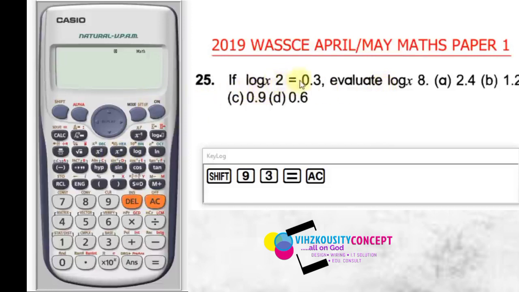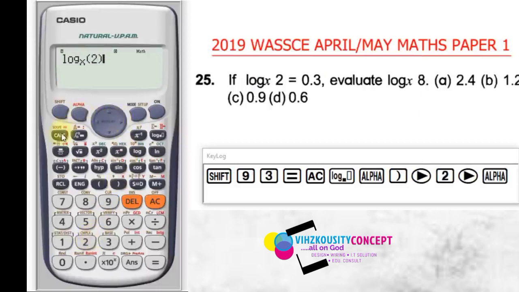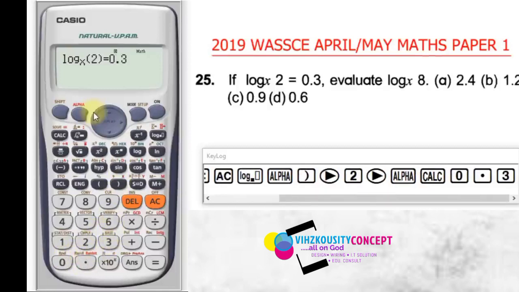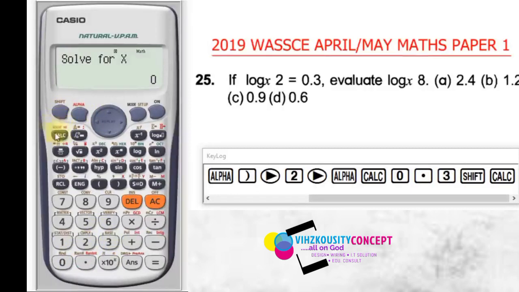Now I want to input this equation into the calculator. Log to base x of 2 is equal to 0.3. If I solve this, I can find the value of x, which I can just use to evaluate this log to base x of 8. So let me solve this first equation. I have log to base x. So here is base x, but it is 2, and this is given as being equal to 0.3. Okay, then I need to solve for x. I will use shift calc. That is, I will solve for x.